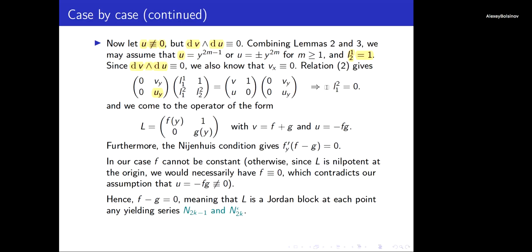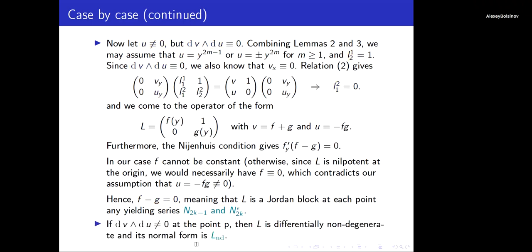So I have this relation. From this relation, I conclude that L12 is zero. I see that my matrix L takes this form, and then it's easy to see that this is only possible when both F and G coincide, and since they coincide, I will get a case of Jordan block, and this is series M. Good. Okay, we have done everything basically for the first part of my list.